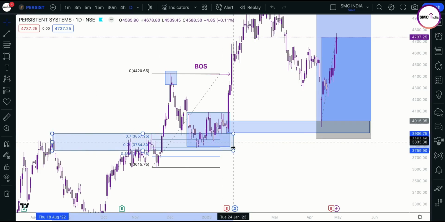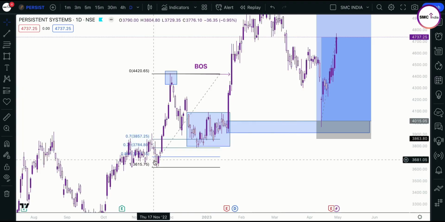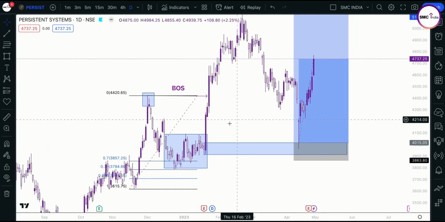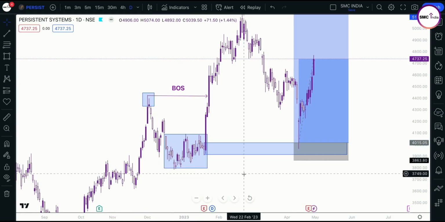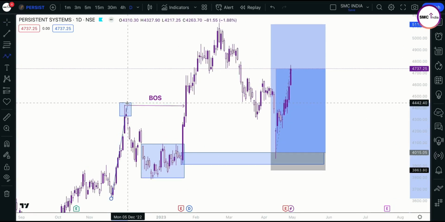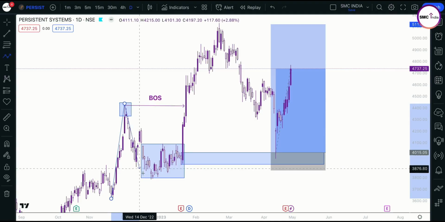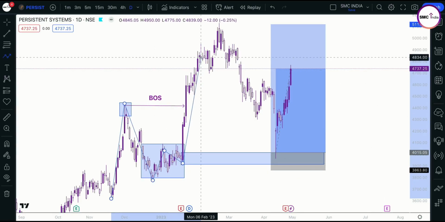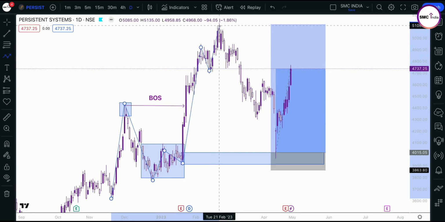There is a breaker block here. And what the price did is that it retraced back to the 70% and then shot up again. And next, you could see that the price shot up, made this low, consolidated here for a bit, and then shot up again.